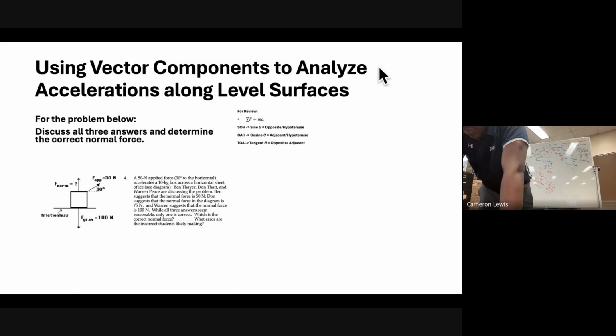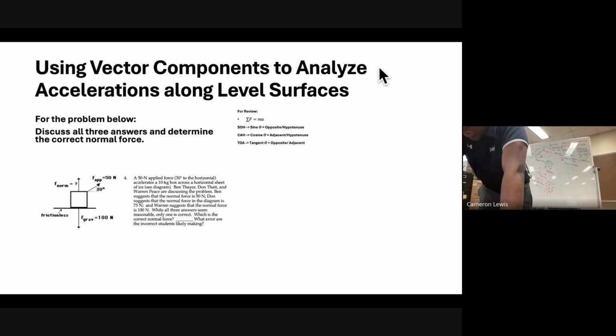We have an applied force of 50 newtons at 30 degrees to the horizon that accelerates a 10-kilogram box across a horizontal sheet of ice. Ben, Don, and Warren are discussing the problem.